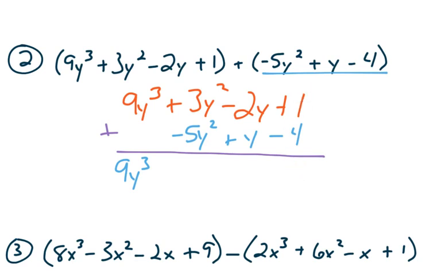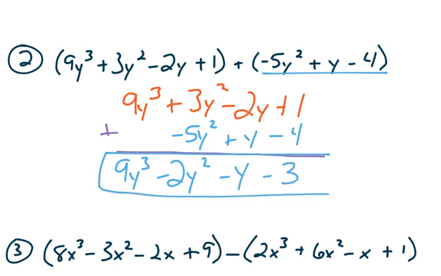Okay, so we'll move on here. This is, let's see, 3y squared plus negative 5y squared is negative 2y squared. Negative 2y plus 1y is negative 1y. And 1 plus negative 4 is negative 3. So this would be your answer for number two.